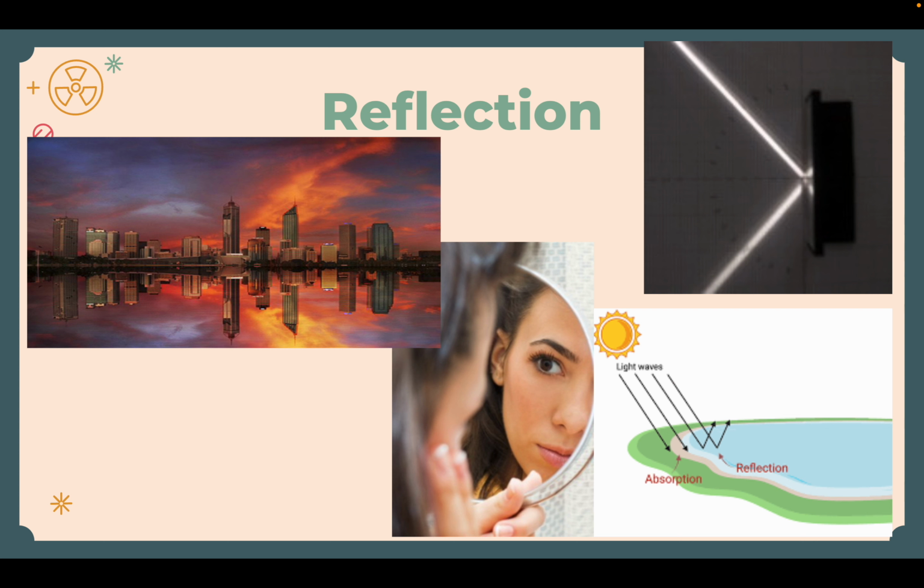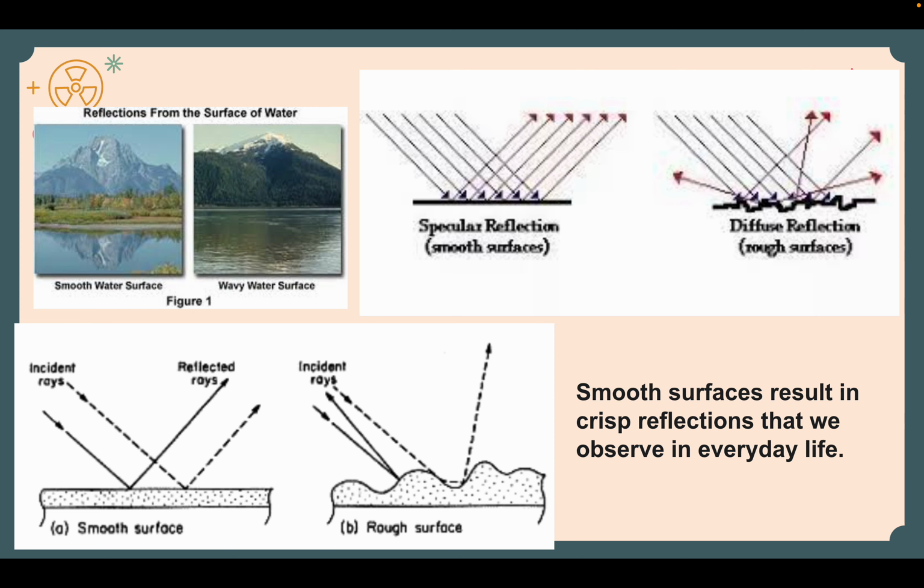We also see the reflection of light waves when we talk about surfaces of water. So you can see this great picture of this city landscape that is reflected off of the still water in front of it. The important thing to know is that smooth surfaces result in crisp reflections that we observe every day, but the rougher surfaces diffuse more of their reflection, and so it's harder for us to see what is being reflected. You can really see that well illustrated here in the upper left-hand picture of the smooth water surface versus the wavy water surface.